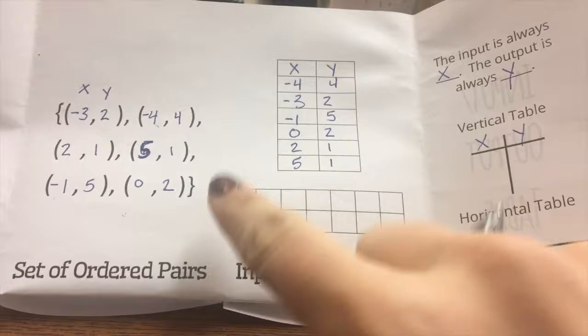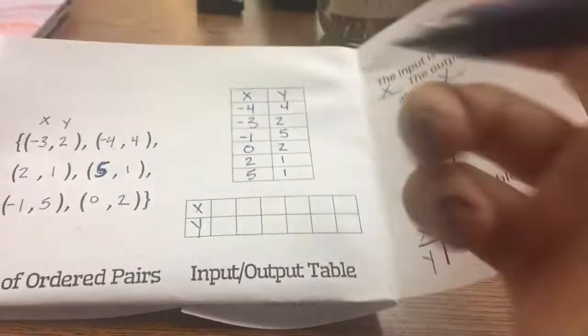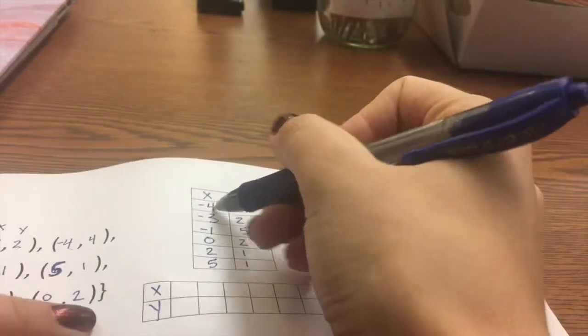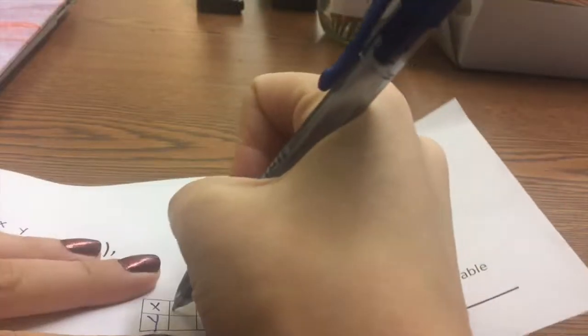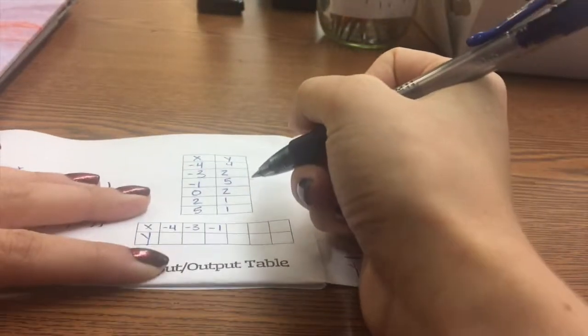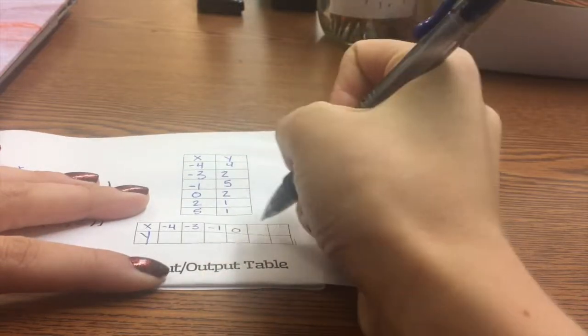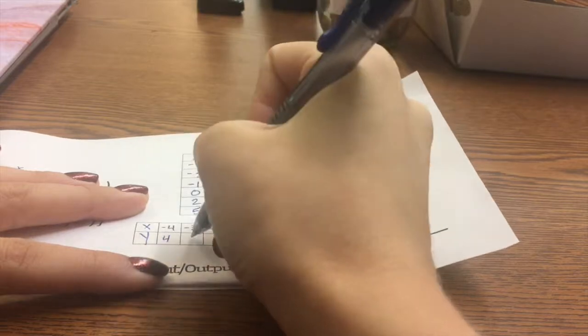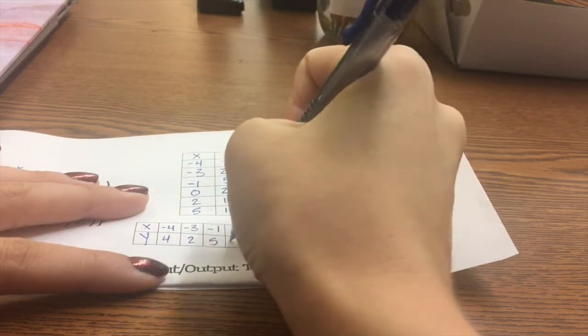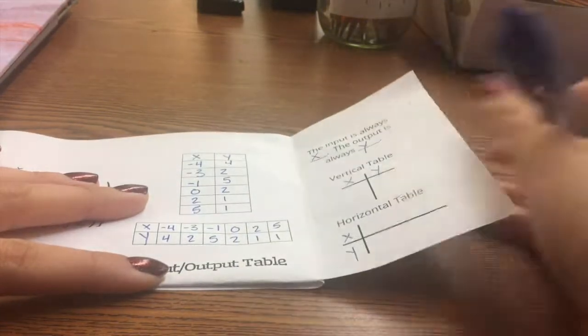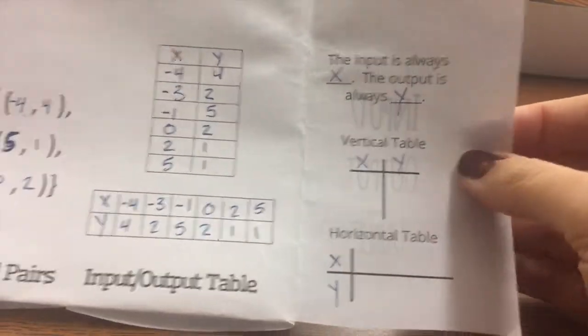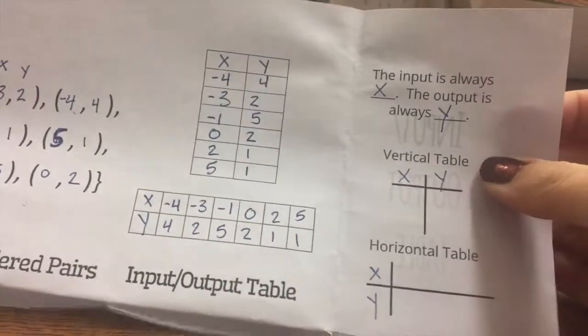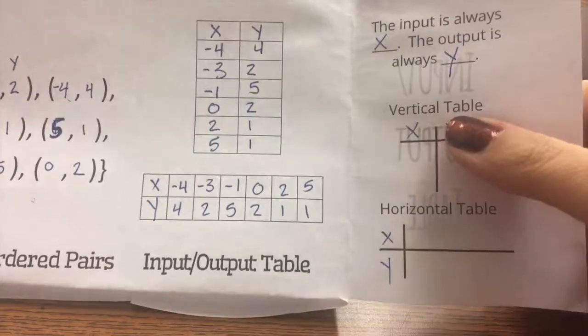You'll notice the same pattern happens in the horizontal table. It's just a different way of representing it. So these values are going to go across. -4, -3, -1, 0, 2, 5. And they all have the same outputs. And that's an input-output table, the third way to represent a function or a relation.